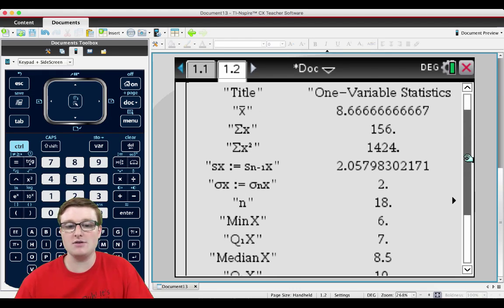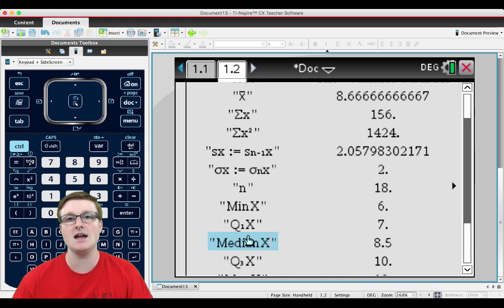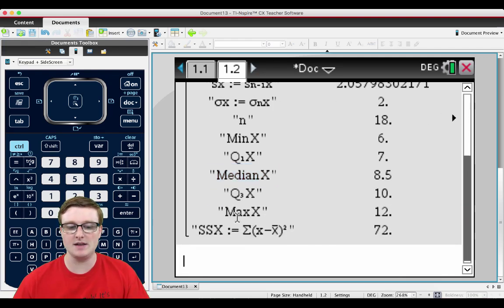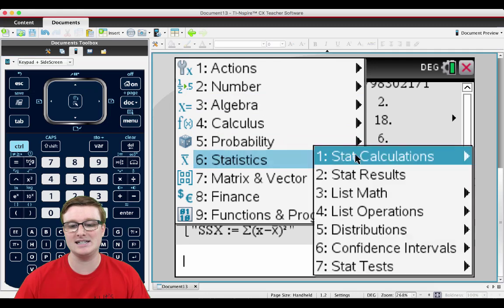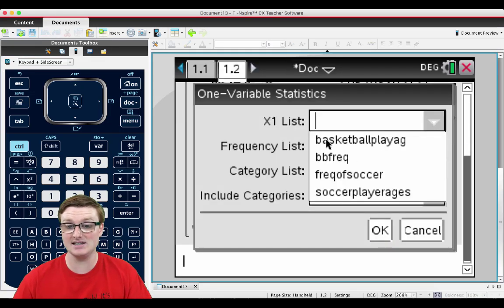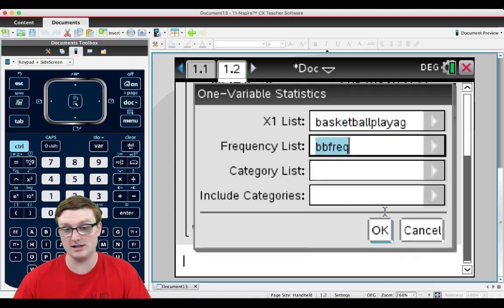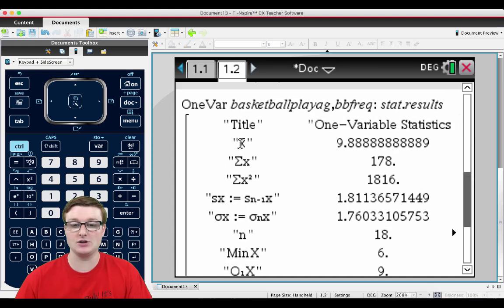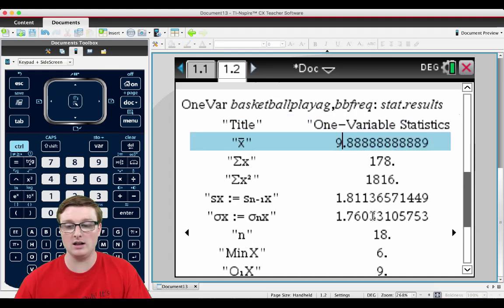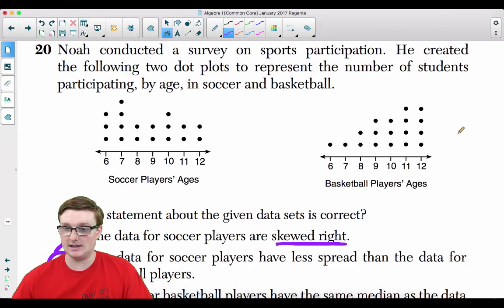So the only numbers that I need are my mean and my median. They're not asking you for the minimum, the quartile 1, the quartile 3, or the maximum. They're not asking you about that. They're asking you about the mean and the median. Now I'm going to do the same thing for basketball players. Do Menu, Statistics, Stat Calculations, one variable. Click OK. Your X list is the basketball player ages. Your frequency list is your basketball frequency. And you click OK. And again, your mean is what we're looking at, as well as the median, which is down here. Okay? So I'm going to write this information down.